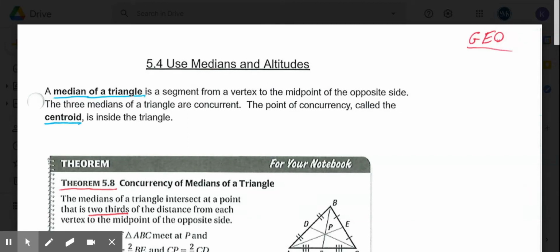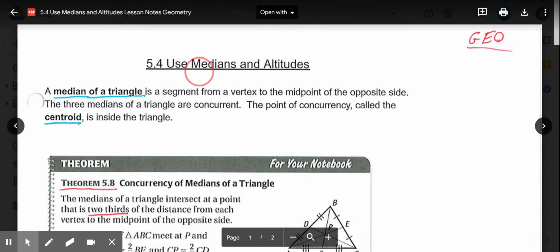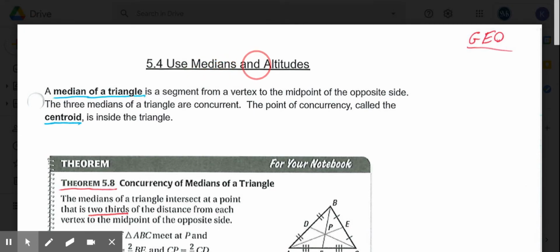Welcome to lesson 5.4, use medians and altitudes. So last few lessons, we've looked at different types of bisectors of triangles, whether they're angle bisectors or perpendicular bisectors. Now in this lesson, we're going to look at two other segment pieces known as medians and altitudes.